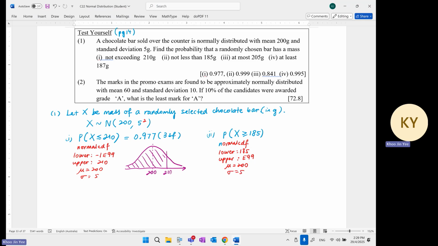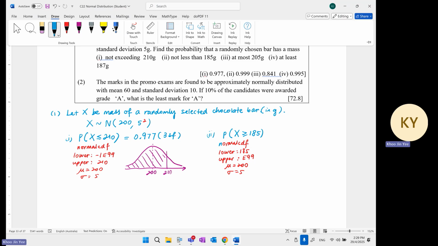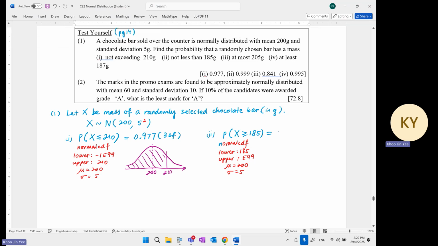So you don't have to write whatever red color, purple color that I write. Just write the blue color enough. Red color is for you to key in. Okay, so with this one, if you key in nicely, this is going to be 0.999.